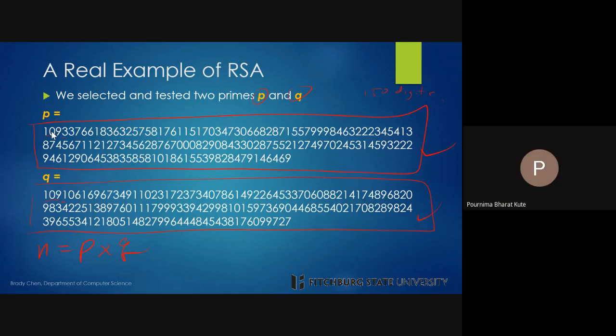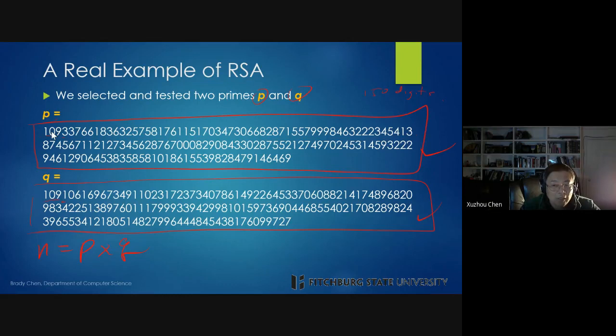Yeah, they're huge. But in modern days, they're not really that huge, because the computer becomes more powerful. So people now start to use RSA with numbers of between 200 digits and 300 digits. It's longer than this number. It looks like people are going to continue to increase the number of digits as the computer becomes more and more powerful.